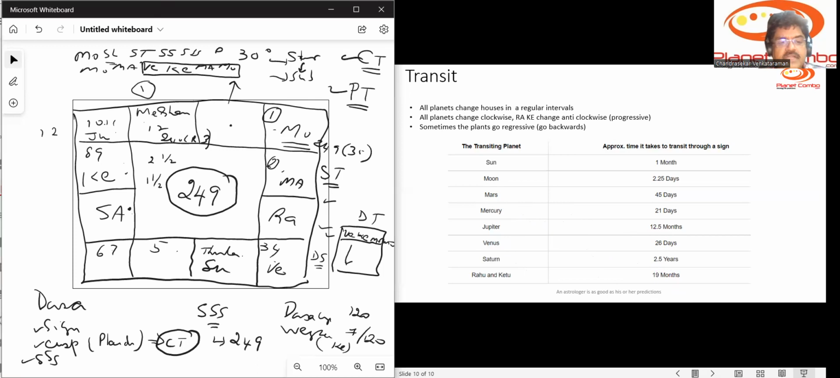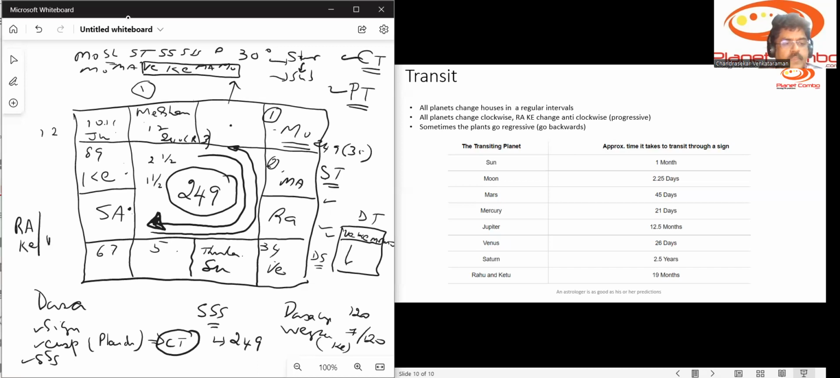The only difference in transit is that all planets move clockwise in the zodiac circle, except, very important, Rahu and Ketu, which move anti-clockwise. This is a very important thing the students of astrology should know. So Rahu, Ketu, anti-clockwise, the rest clockwise.